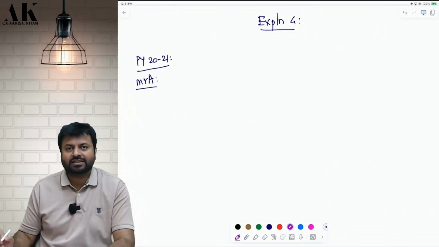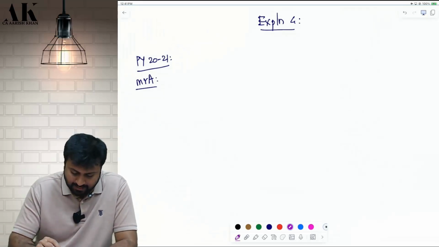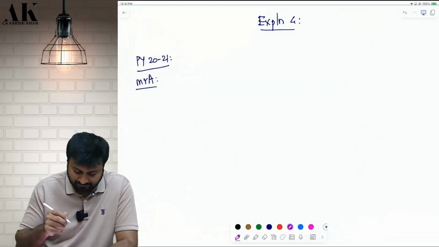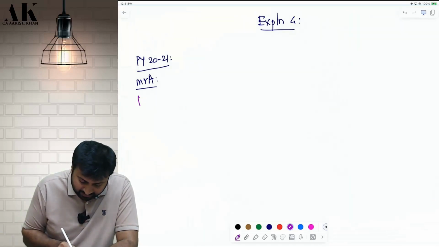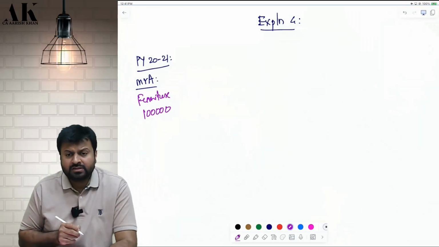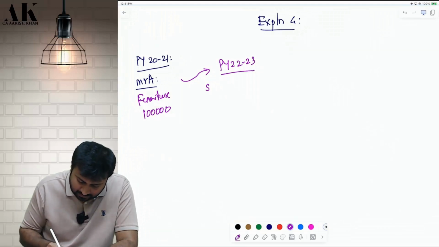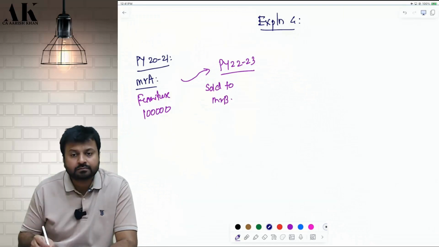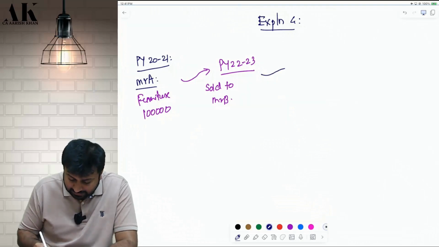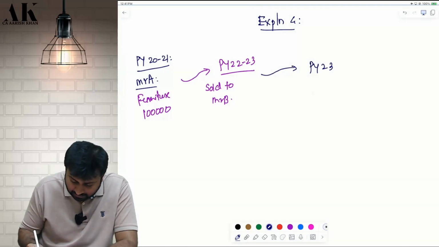Now, coming back to the discussion. Mr. A. In previous year 2021, Mr. A has bought a furniture for 1 lakh rupees. Now, after 2 years, in previous year 22-23, he sold it to Mr. B. Then Mr. B, in previous year 23-24, sold it to Mr. C.